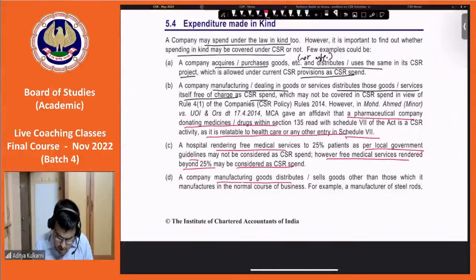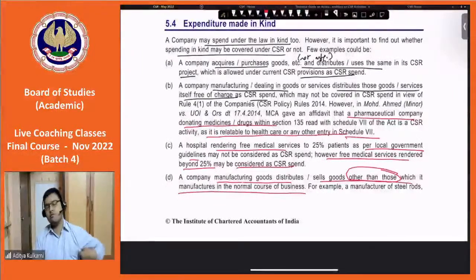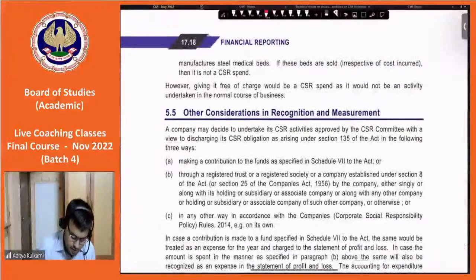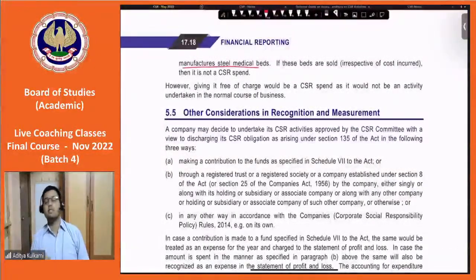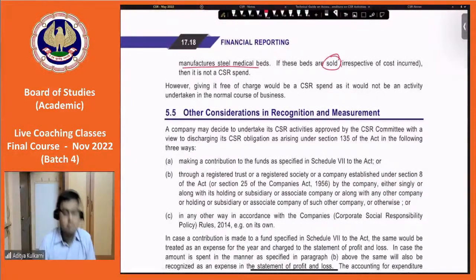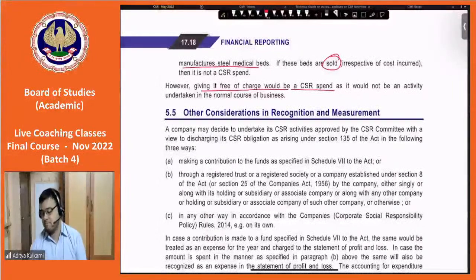A company manufacturing goods distributes or sells goods other than those which it manufactures in the normal course of business. Yes, if it does something special which it does not normally do and distributes that, it will be regarded as a CSR spend. For example, a manufacturer of steel rods manufactures steel beds and distributes them to hospitals free. In that case, it will be regarded as a CSR spend. But if these beds are sold, meaning you have gotten money for them, then it is not CSR. But giving it free of charge would be a corporate social responsibility expenditure.